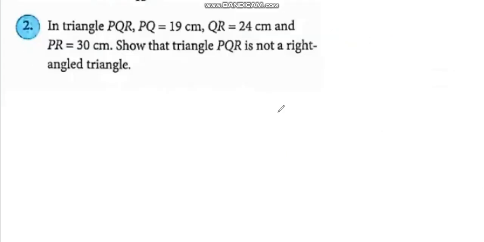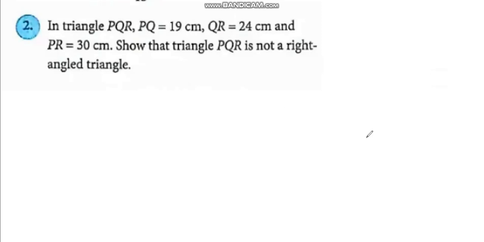In question number 2, we are given a triangle PQR and some dimensions of the side lengths. We have to show that the triangle is not a right triangle. So if the triangle is not a right triangle, then the sum of the squares of the two shorter sides will not be equivalent to the square of the third side.